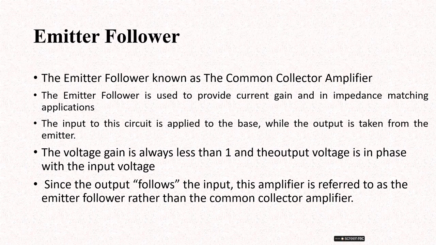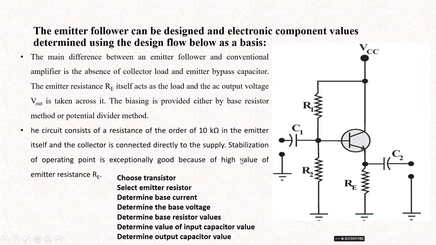The gain of this circuit is not equal to one. We always say it is less than one, and the output follows the input. That is why this type of amplifier is referred to as an emitter follower rather than a common collector amplifier. Now, this is the circuit diagram.